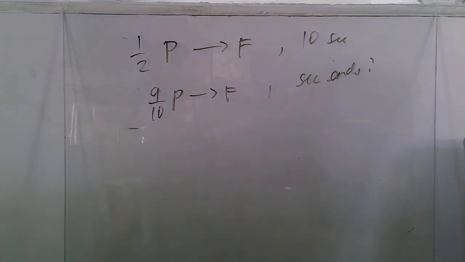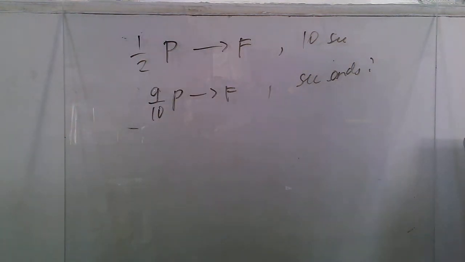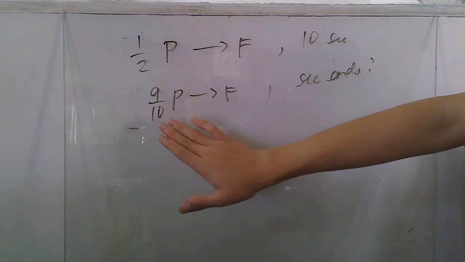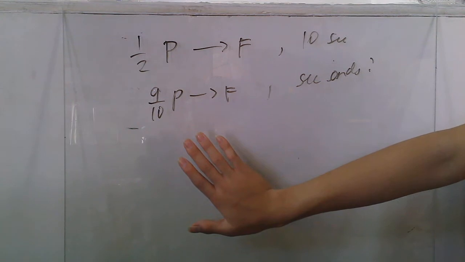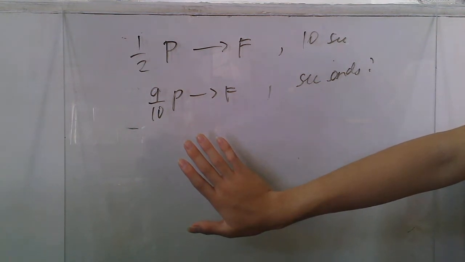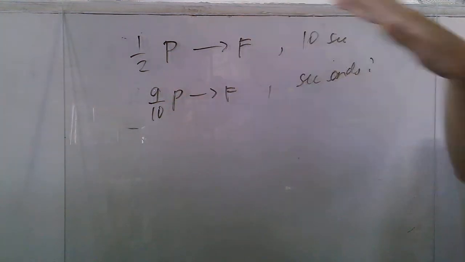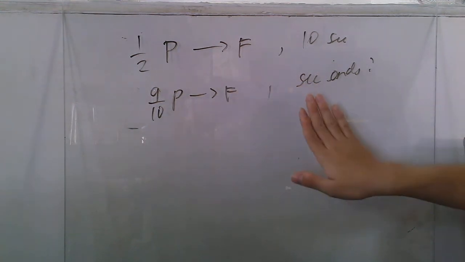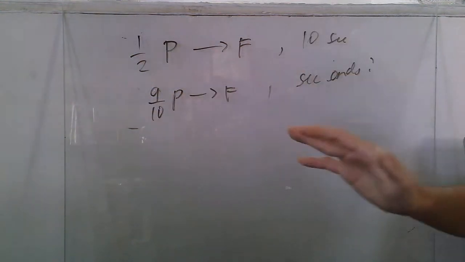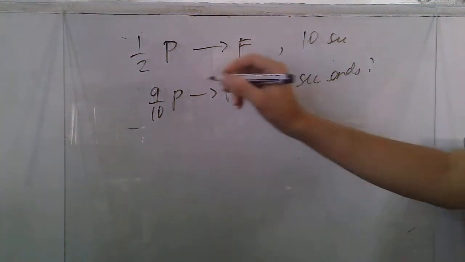So 9/10 is approximately 0.9, so 90% of the population. Since 1/2 is half the population, at a certain time t, it's already around 90%. So this is 50%, and this one's 90% of the population. At 10 seconds, 50% of the population has been converted into femboys, and here we're trying to find the t seconds wherein 90% of the population, or a majority of them, has been converted. So I'm going to list it down over here.